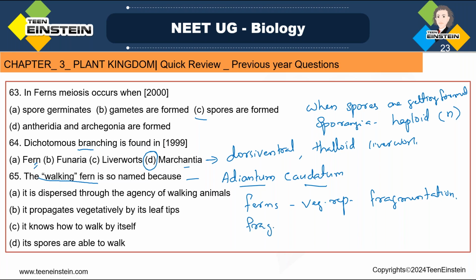Okay, fragmentation of modified roots, that is rhizomes, right? So fragmentation of that rhizome, then adventitious buds are forming. Okay, rhizome is a type of root modification. Then the growth of adventitious buds. So in Adiantum caudatum, the adventitious bud is present at the leaf tip.